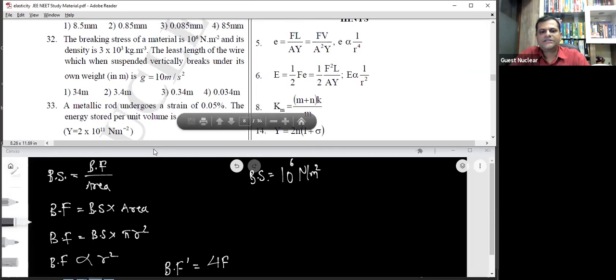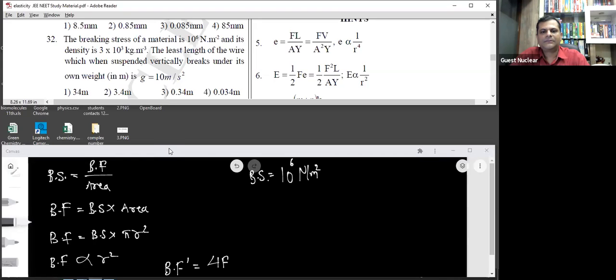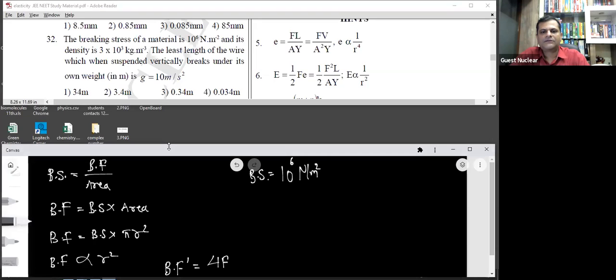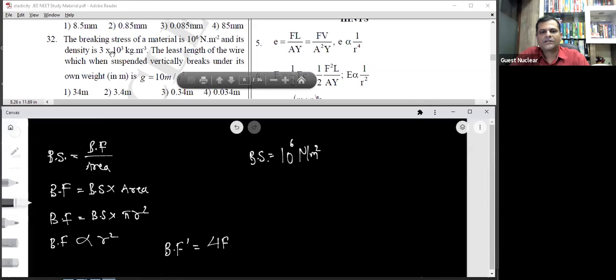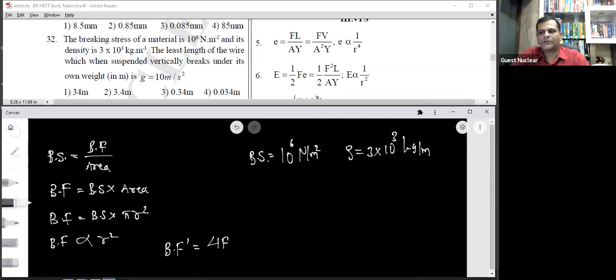Okay, its density is also given. See here, the density of the wire is also given here. How much is the density? It is given to be 3 into 10⁻³ kilogram per meter cube. Okay, so density is also given 3 into 10⁻³ kilogram per meter cube, right? Yes, the least length of the wire, which when suspended vertically breaks under its own weight.